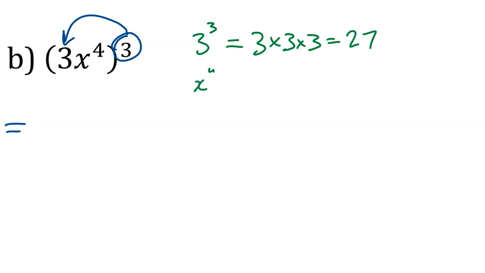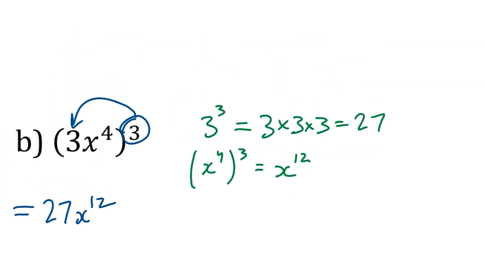And then I also have x to the 4th all to the 3rd, which is x to the 12, 4 times 3, or 3 times 4, 12. I put them together for my answer, and it's 27x to the 12. But this is my point. The 3, I didn't multiply by 3 to get 9. It's 3 cubed. 3 times 3 times 3. Right? 3 to the exponent of 3, whereas it's not 4 to the exponent of 3. It's 4 times 3. Do you see how confusing this can get?